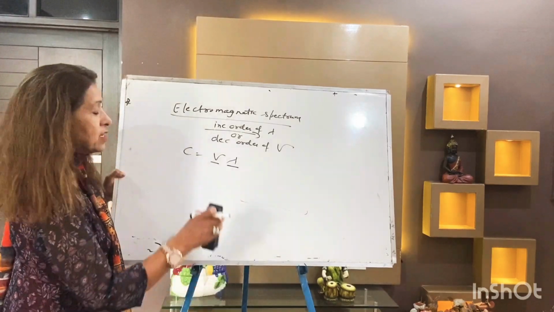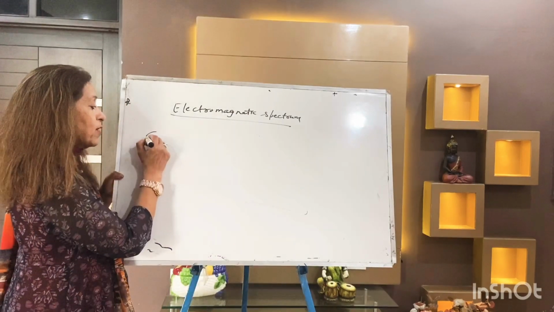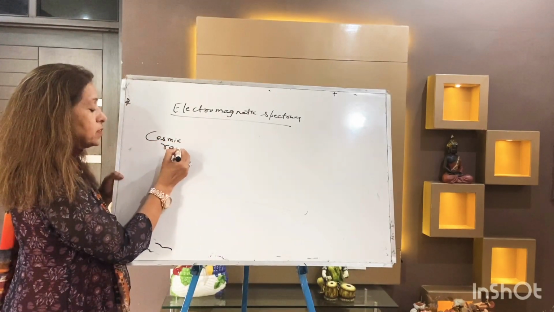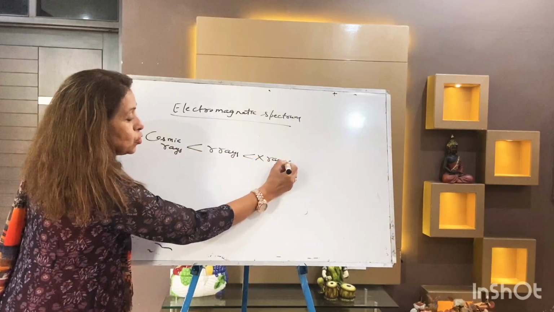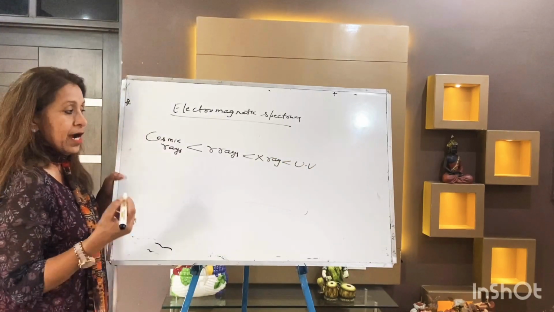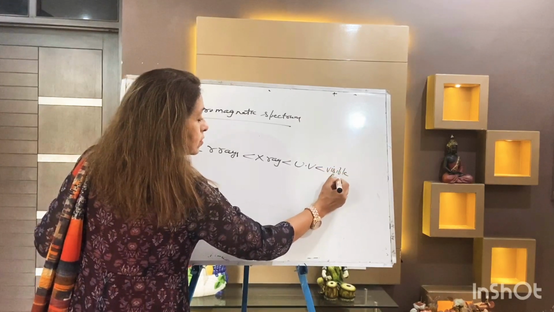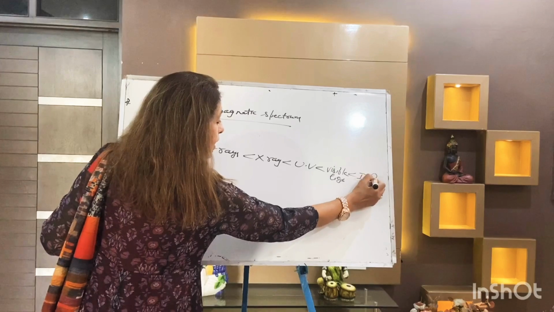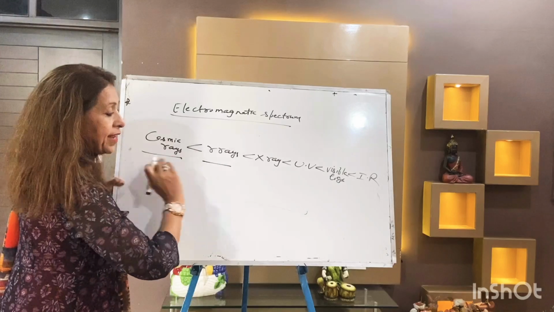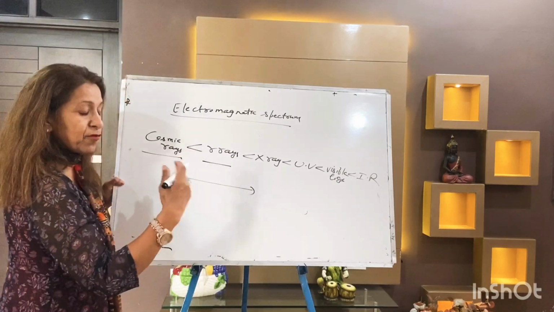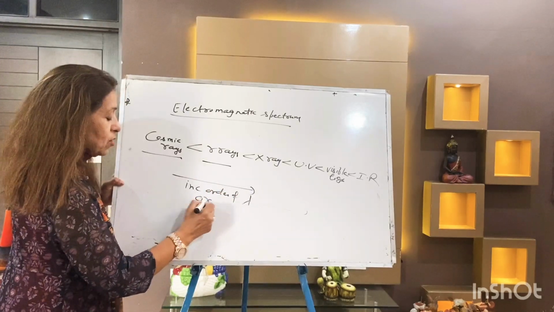So let us start making a spectrum and arrange the electromagnetic radiations. It's your cosmic rays, gamma rays, X-rays, UV, ultraviolet. After ultraviolet there is visible light, IR. So this is cosmic rays, gamma rays arrangement. These are going on in increasing order of wavelength, and you may write decreasing order of frequency.